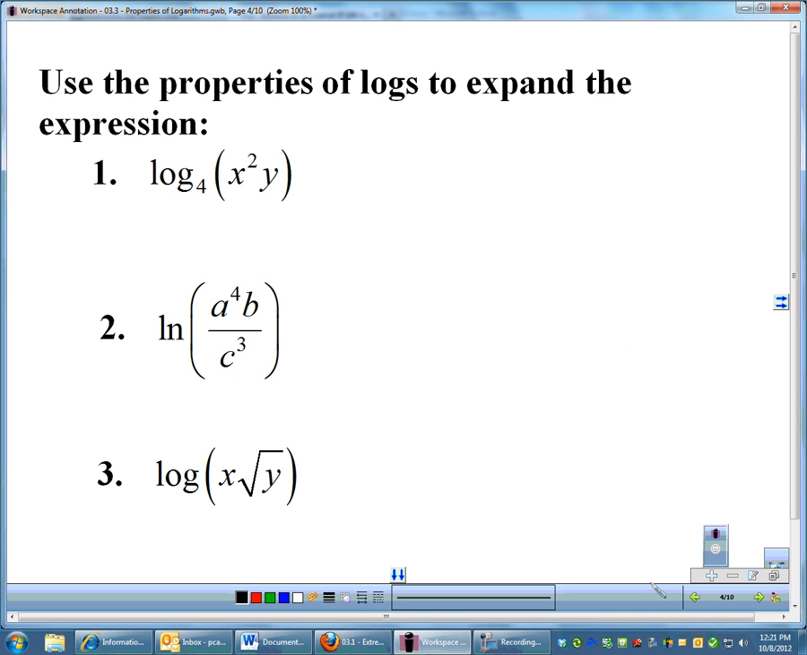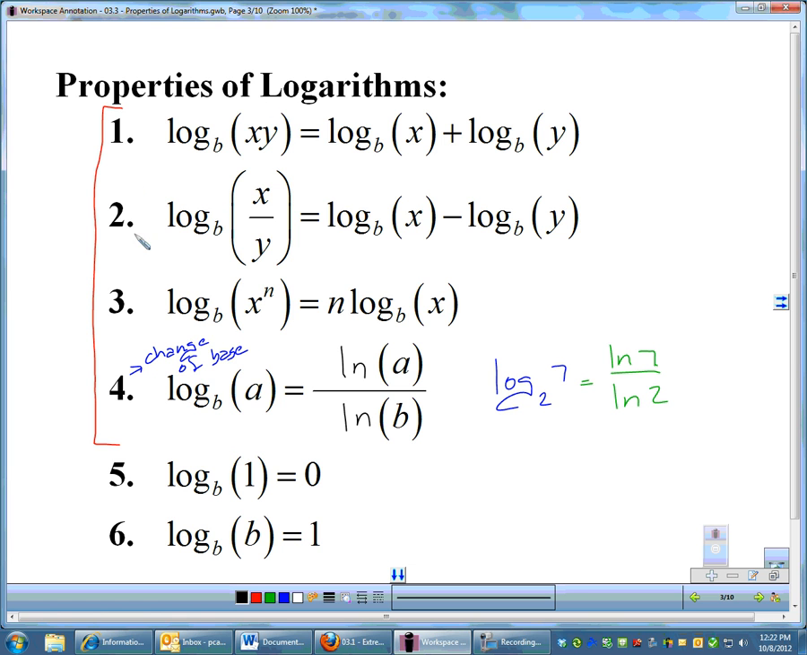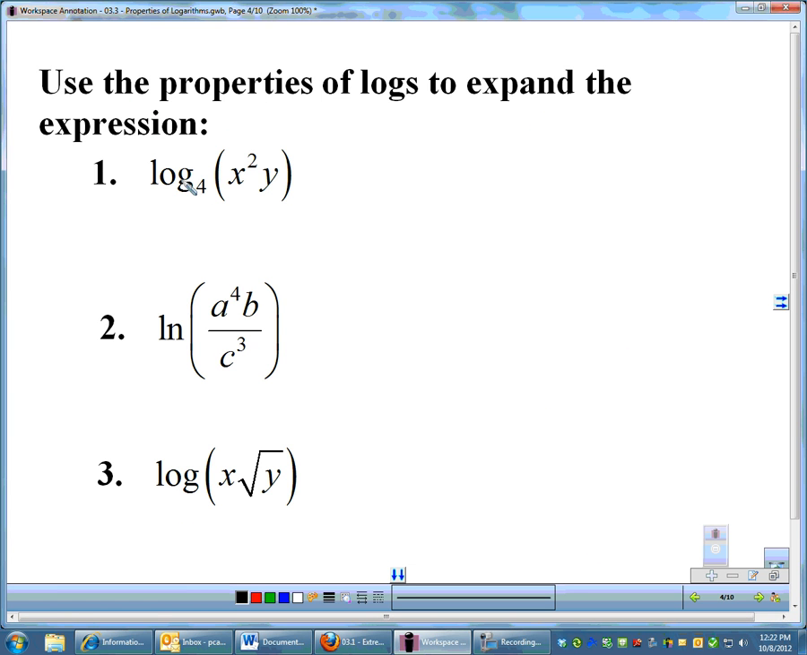All right, so using these properties, what I want to do is split these logs into the sum or difference of a bunch of other logs using these main 4 properties right here. So if I have log base 4 of x squared times y, well, this is multiplication, and multiplication, I remember, is split up with addition. So that's going to be log base 4 of x squared plus log base 4 of y. And I would appreciate it if you would stick whatever's in the log in parentheses.